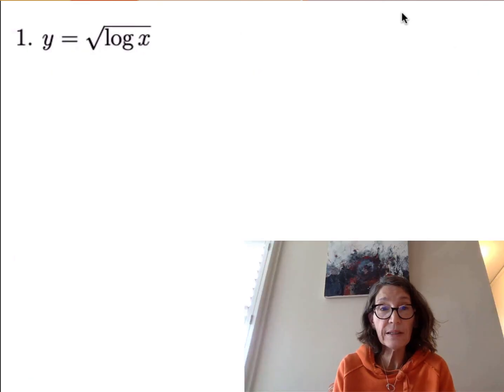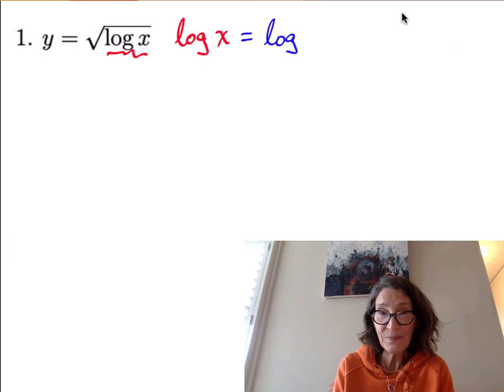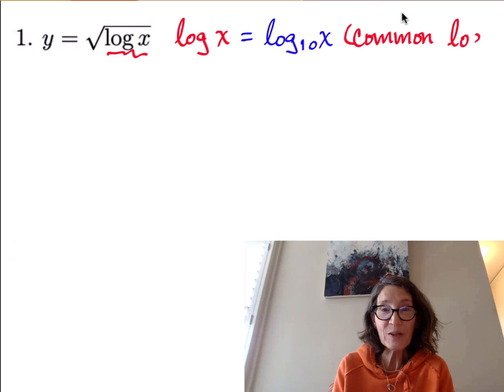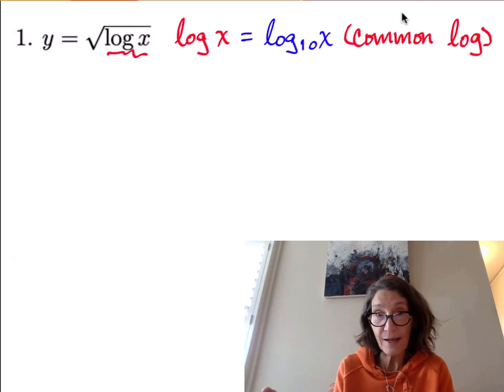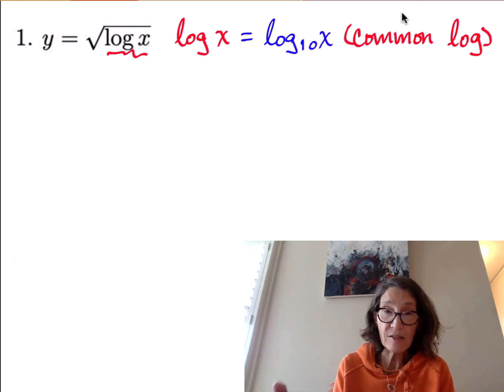So the first one says y is equal to the square root of log x. There's no base. Well, this is notation, I hope you remember, this just means the common log, or log base 10. So we reviewed this in chapter 1. Log with no base just means log base 10, and you probably have a button on your calculator that just says log x or just log. That means log base 10.